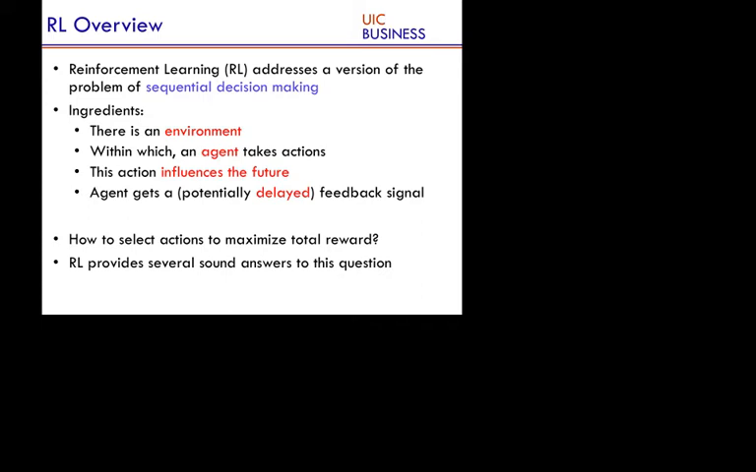There's also sequential nature in, for example, operations management, where you're the inventory manager for a warehouse, and you need to take decisions, and you have demands and supplies appearing in stages, right? So what are the key ingredients in this version of the sequential decision making problem? There's an environment, and there's an agent which takes actions in that environment. The actions influence the future, and the agent gets a feedback signal, and it can potentially be delayed.